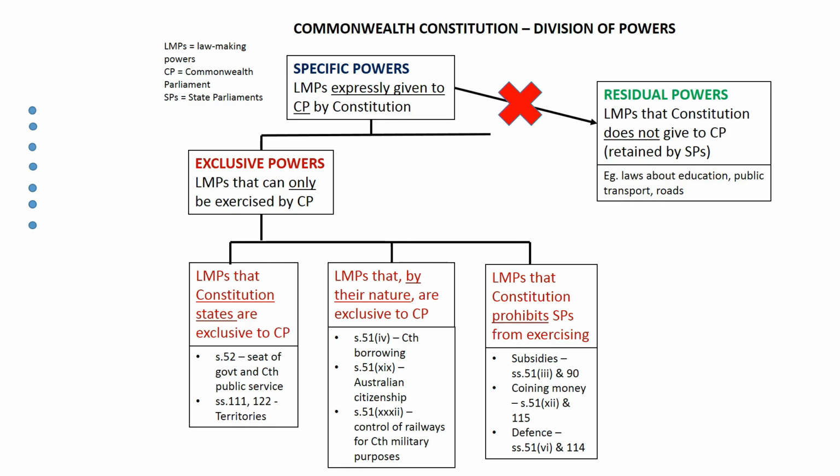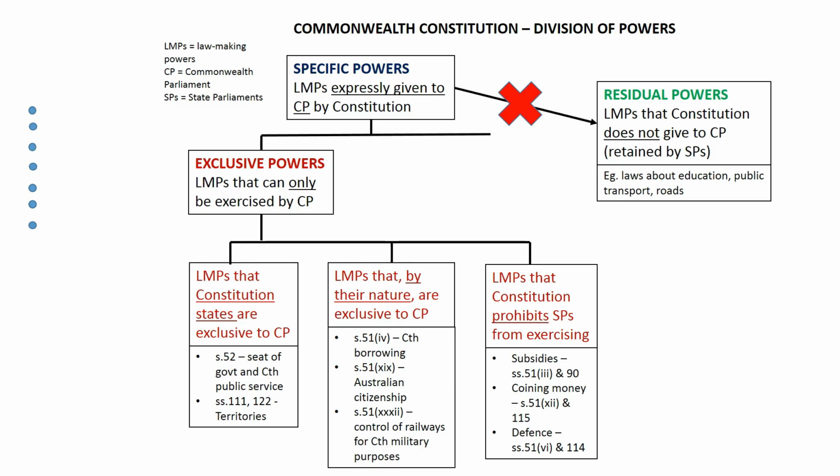In other words, states can't keep their own armies, their own navies, and it follows from that that state parliaments can't make a law relating to their defence. So again, this is an example of a lawmaking power, the power to make laws about defence, that the Constitution prohibits the state parliaments from exercising, but authorises the Commonwealth Parliament to exercise, so is an exclusive power of the Commonwealth Parliament.